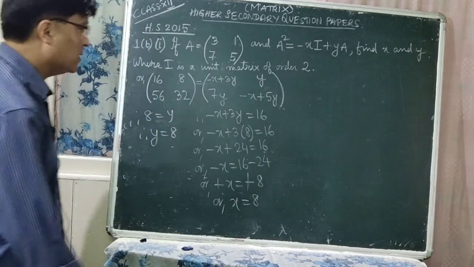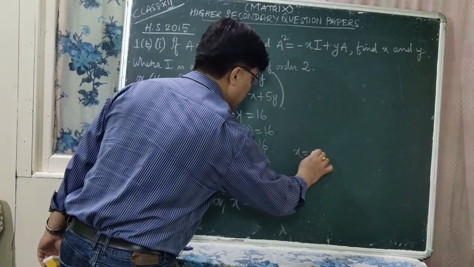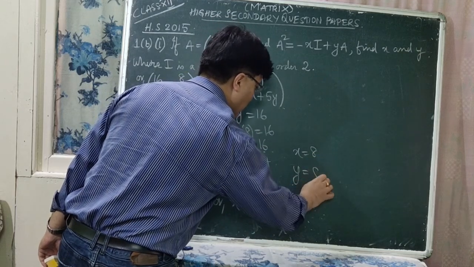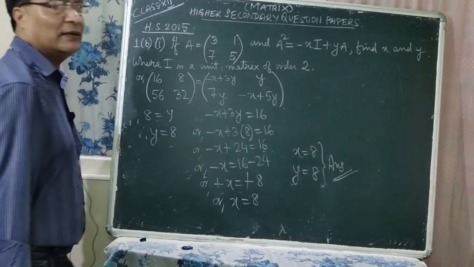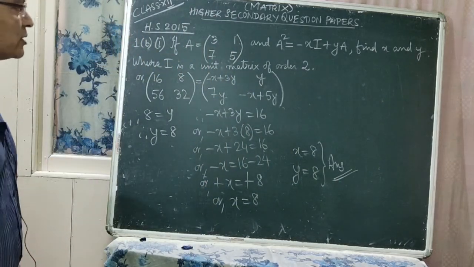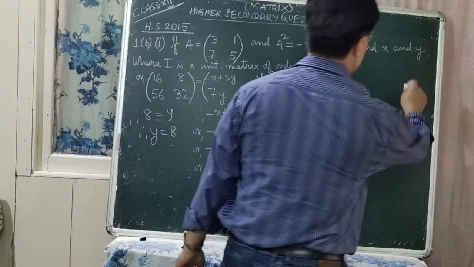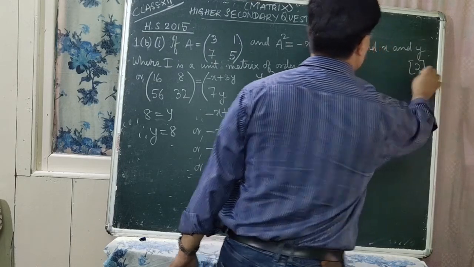So what is the answer here? The answer is x is equal to 8, y is equal to 8. So this is the final answer. So I think you have understood it. This question carries 2 marks.